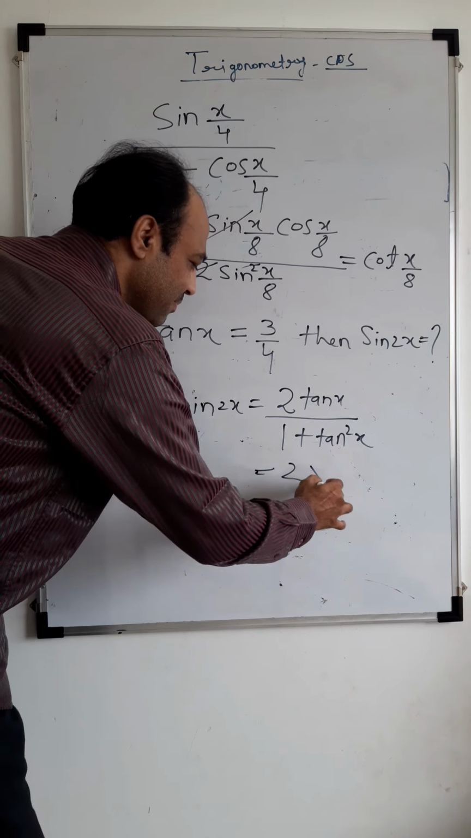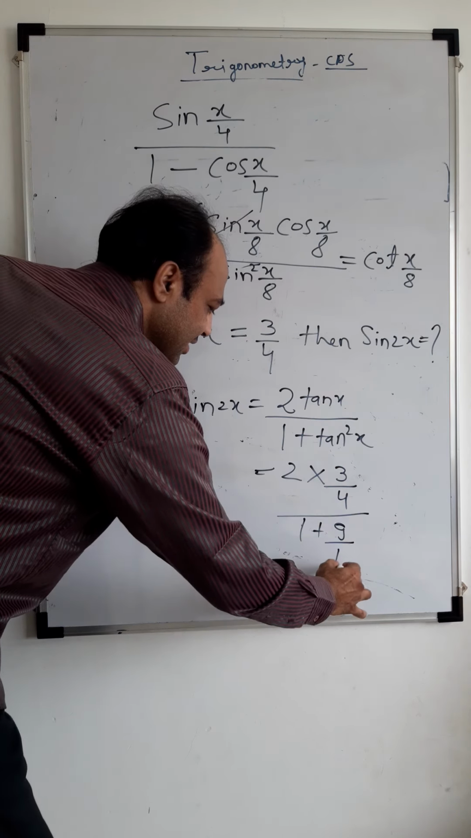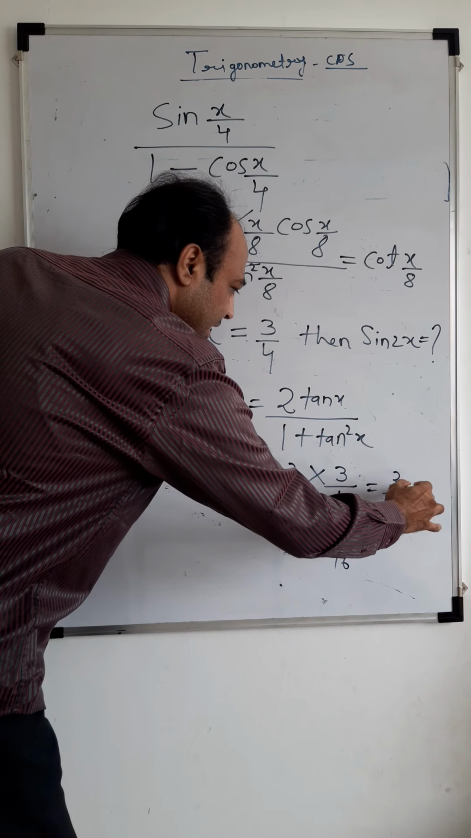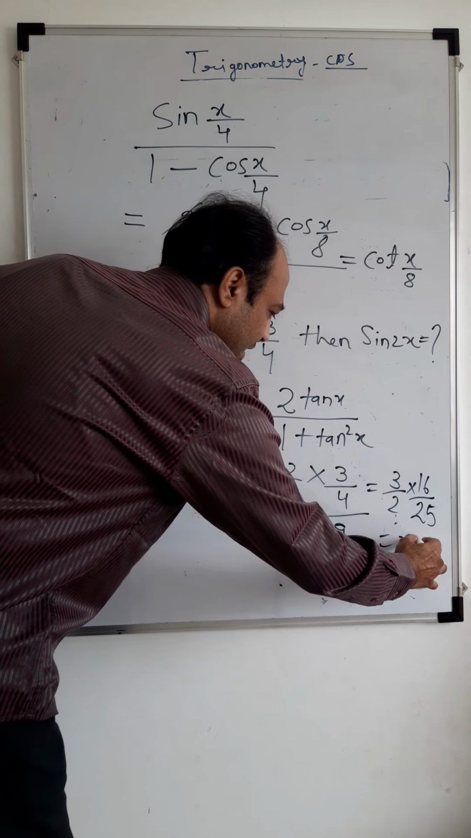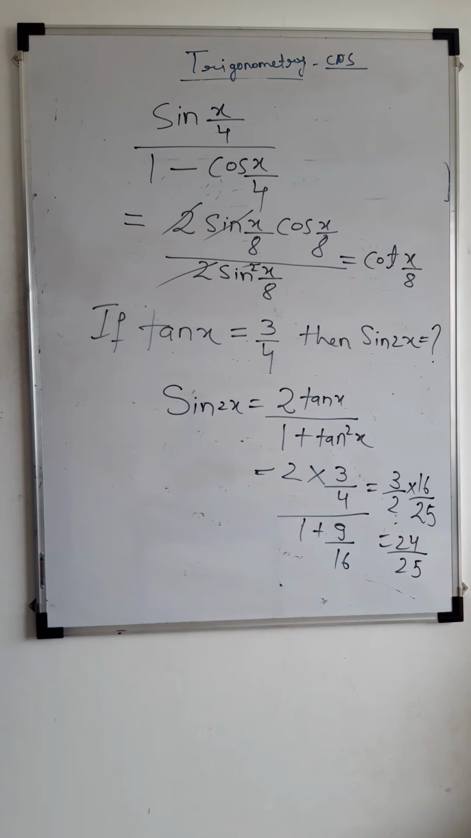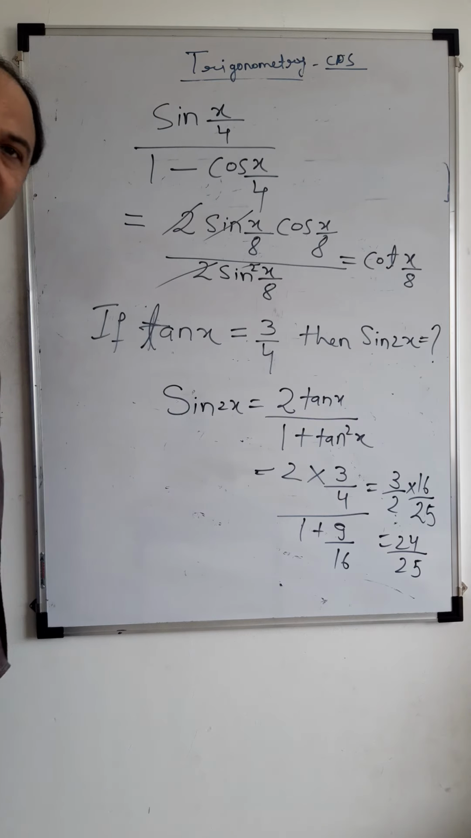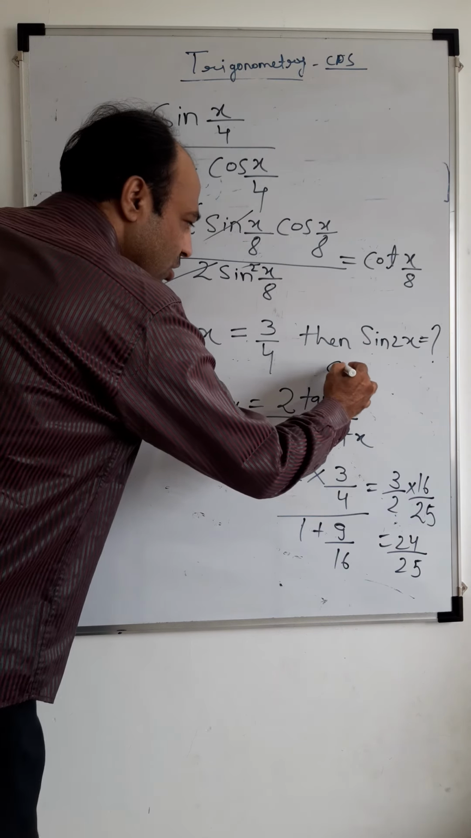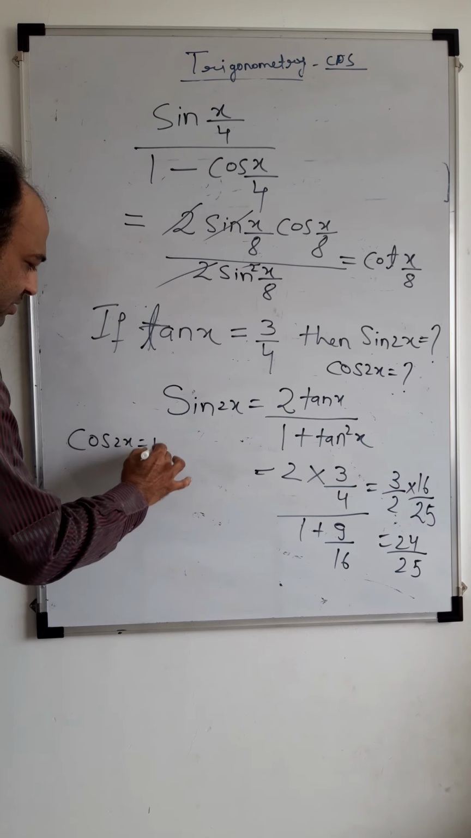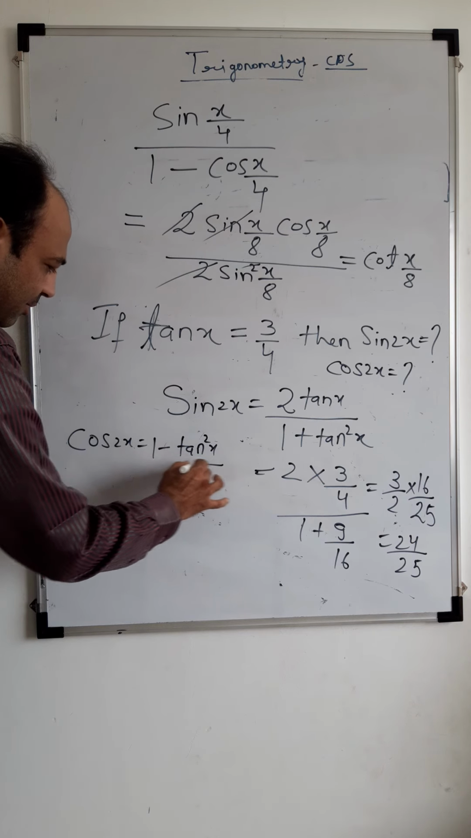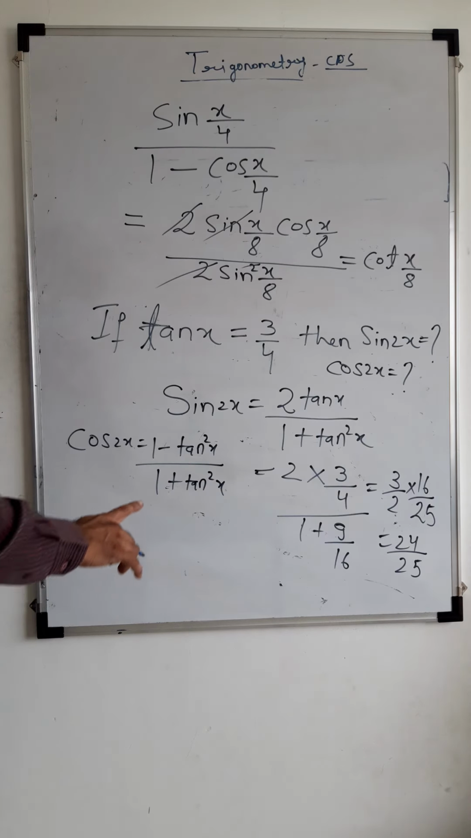So now very simple. Tan x value is 3/4. We'll substitute: 1 plus 9/16. See what will happen. 3/2 into 16/25, correct? 16, 9 and flip. So this is nothing but 24/25. So if you have tan x equals 3/4, you can get sin 2x. Again, if you have to find cos 2x also, cos 2x we know in terms of tan, which is 1 minus tan square x upon 1 plus tan square x. Fine. Again, this is the formula of cos 2x in terms of tan.